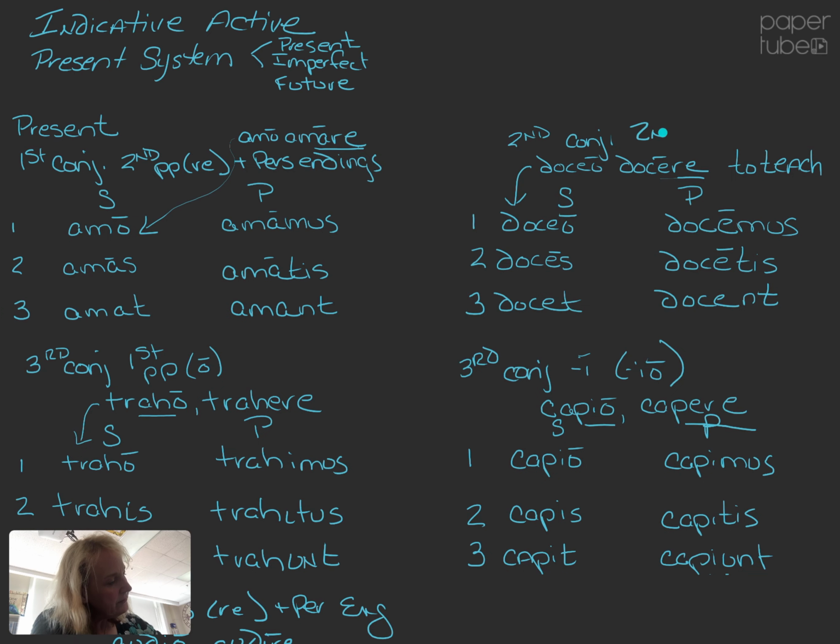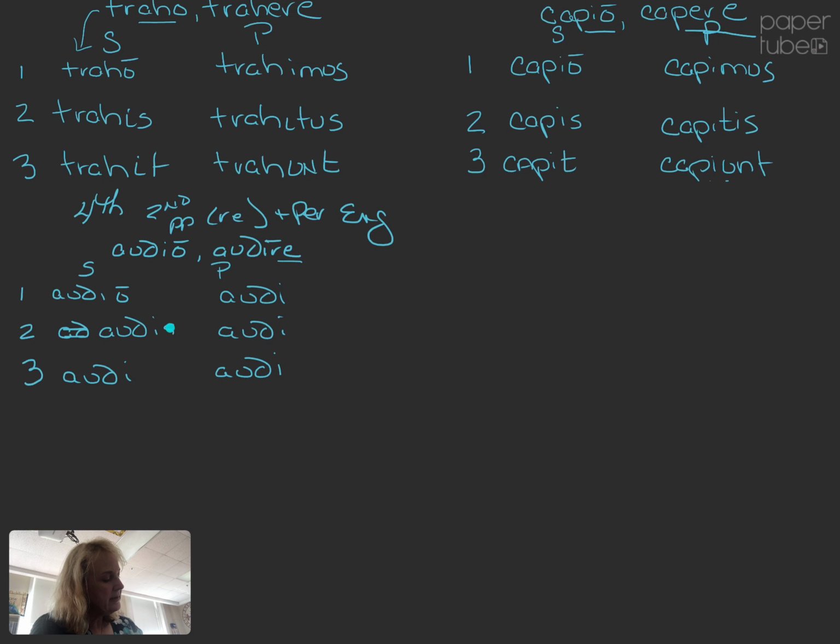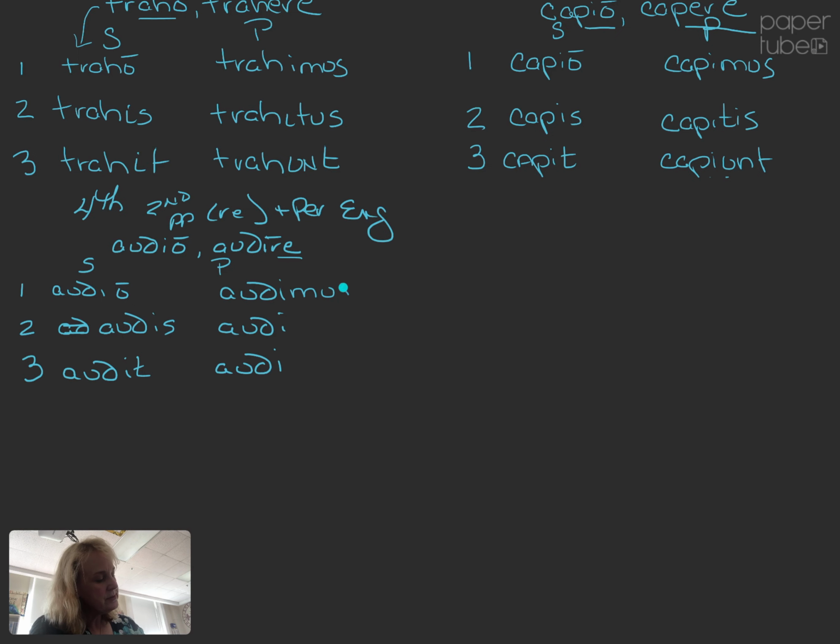And then we're going to add those personal endings. Up here I'm going to write second principal part minus the RE plus personal endings. Here first plus special, and first minus O plus special. So O or M, S, T, mus, tis, and T. I need my long marks for my first and second person forms.